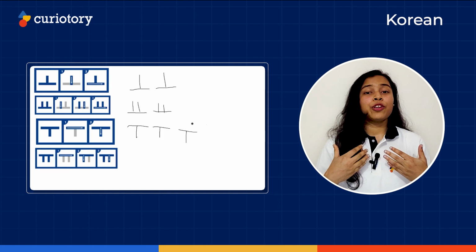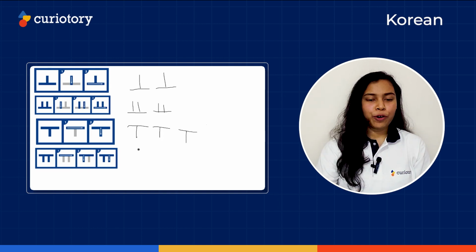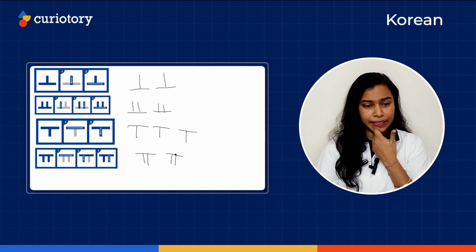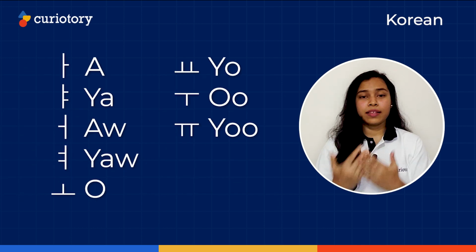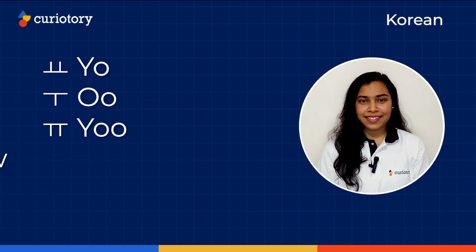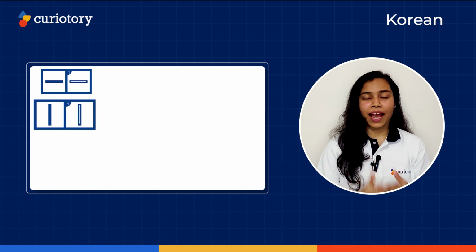Next we have you. For you need to write 3 strokes. So first one will be like this. 1 and then 2 and then 3. Easy, right? Just how you write pi in maths. You. A, ya, o, yo, u, you. That's it.